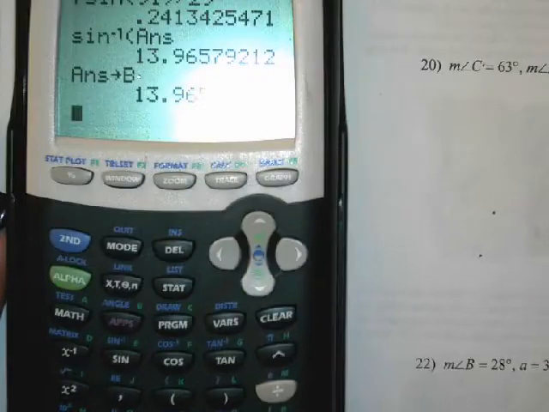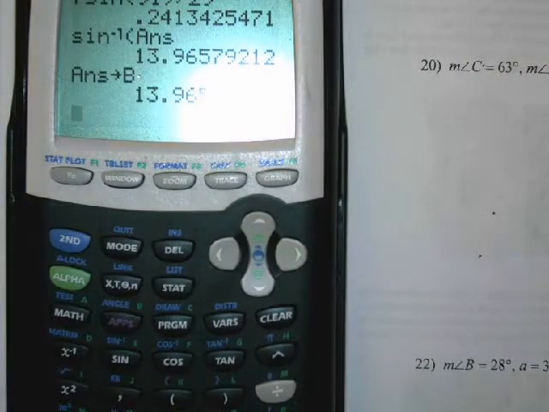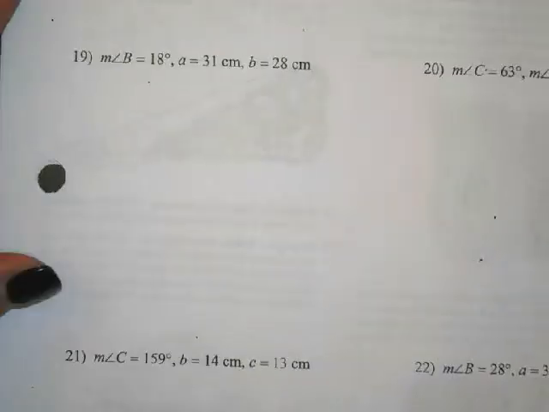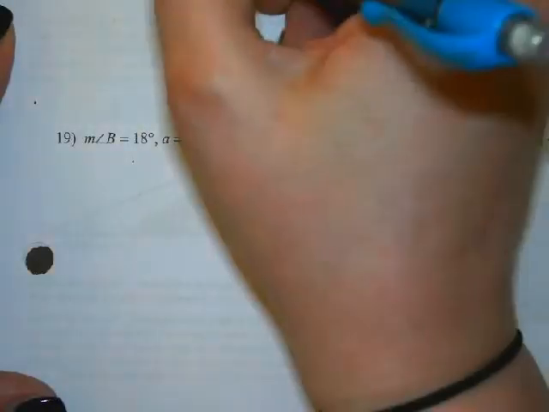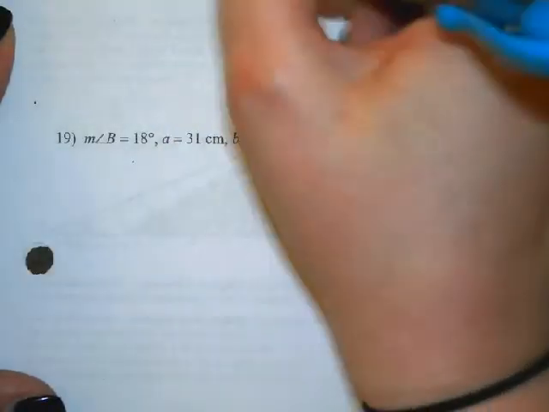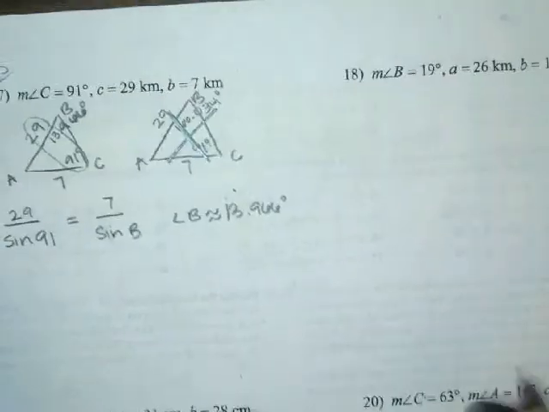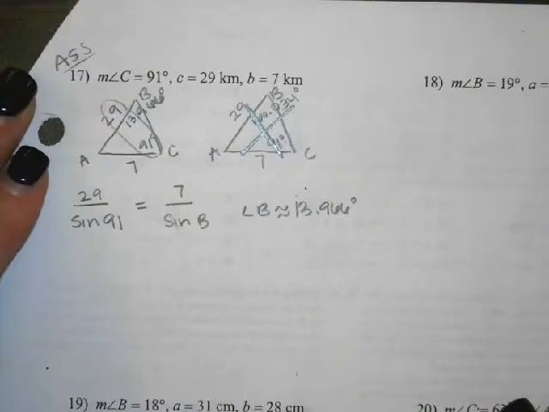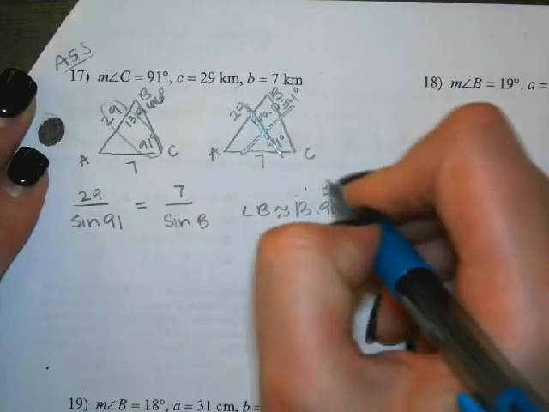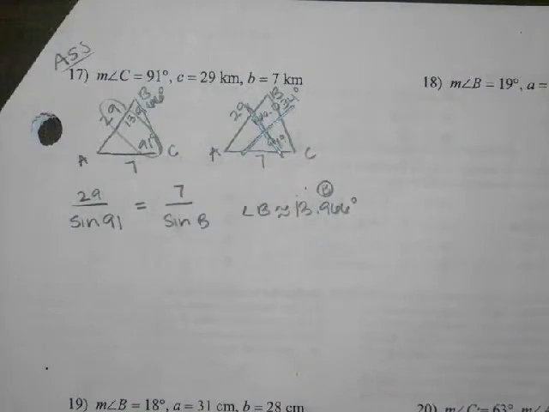So not knowing how to store numbers will probably not mess you up for pre-calc, but it's a good skill to have by the time you get to calculus, which is why I'm teaching it to you now, so that by the time you get there, it's no issue. All right, so I'm going to look right here. I'm going to say that angle B is 13.966 degrees. Oh, sorry, you couldn't see. All right, and we stored this as B, so I'm going to write that on my paper so I don't forget. And how do we continue the problem from there?